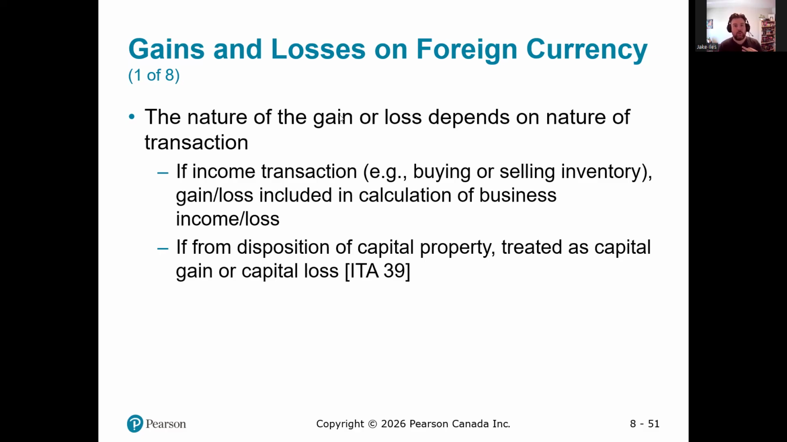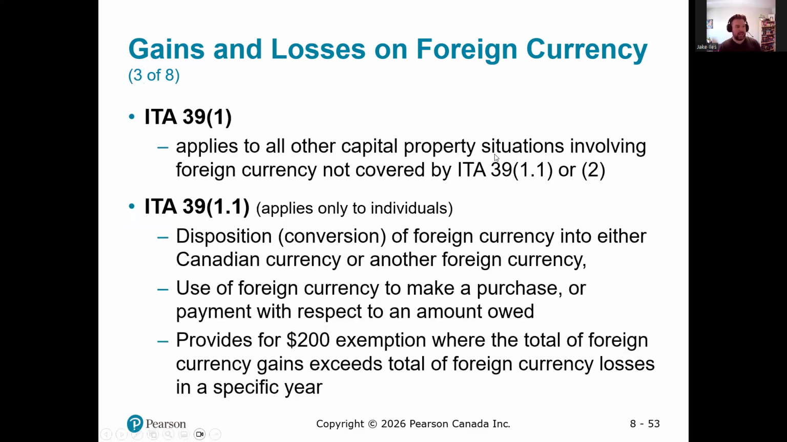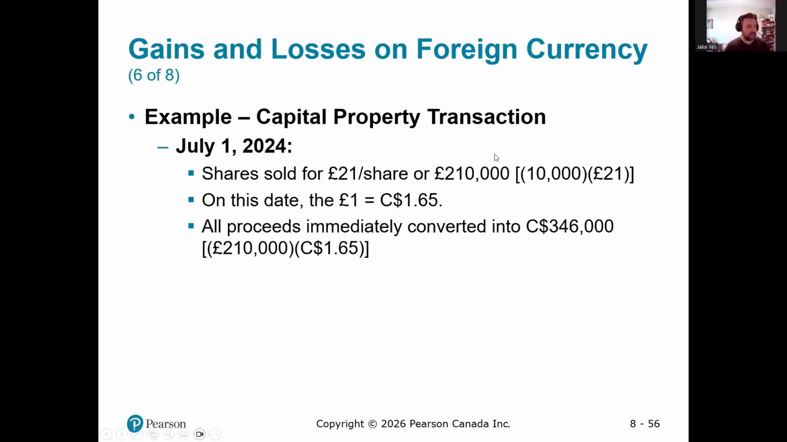Like I said, I don't think we're going to throw a lot of Canadian and US dollars at you; these are introductory courses. So I think you're probably safe just skipping through the next few slides. Don't worry too much about foreign currency.